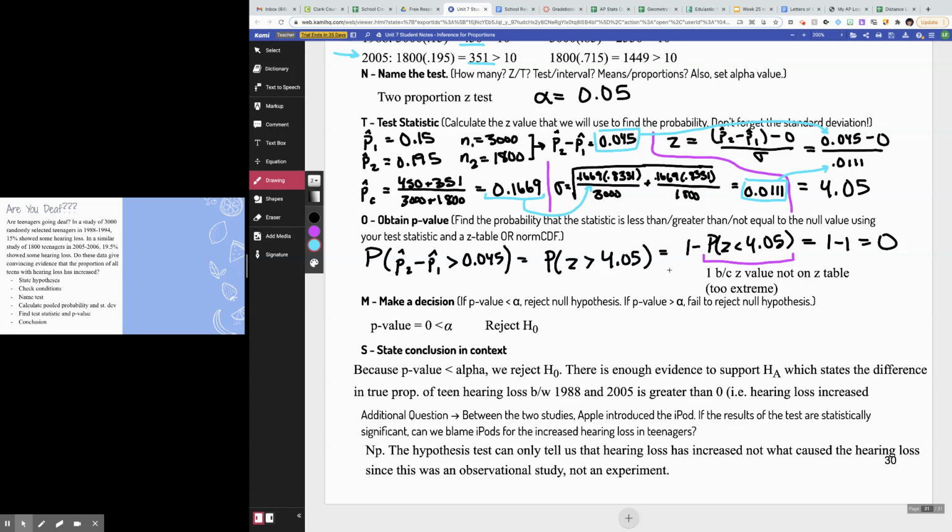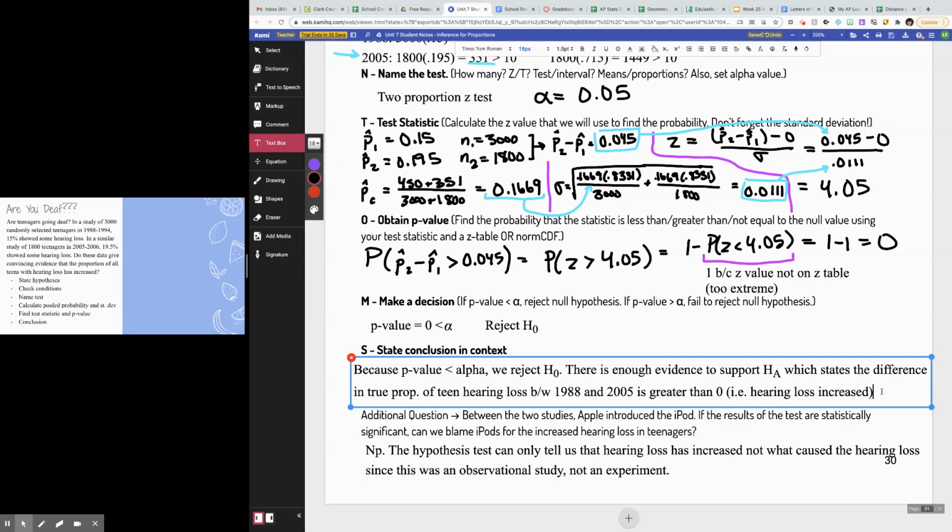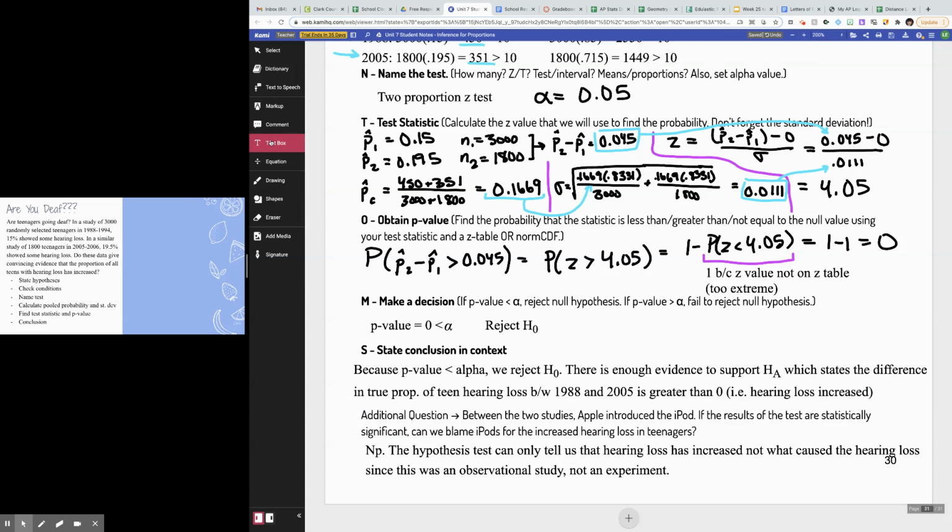Okay? And then the last thing is I have to state my conclusion in context. So because my p-value is less than alpha, we reject the null. There is evidence to support HA, the alternative hypothesis, which states that the difference in the true proportion of teen hearing loss between 1988 and 2005 is greater than 0, right? So i.e., I forgot to close my parentheses here, i.e., these teens' hearing loss over time has increased. Okay?